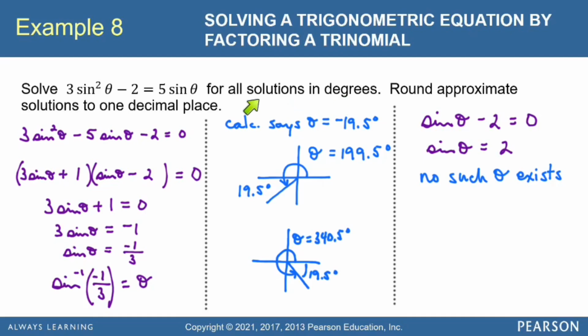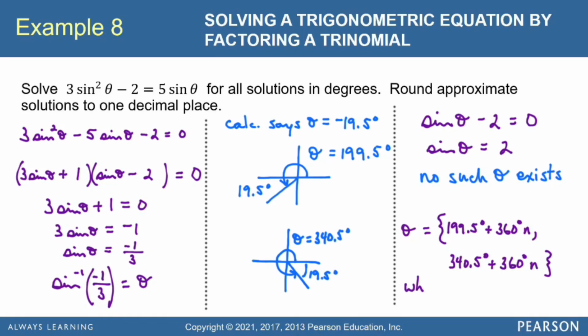But remember that we're supposed to state all solutions in degrees. So for each one of these, we need to not just list the principal solution, but an expression that can be used to generate any coterminal angle for each of these solutions. So our final answer would be that theta equals 199.5 degrees plus 360 degrees times n, comma, 340.5 degrees plus 360 degrees times n, where n is any integer.